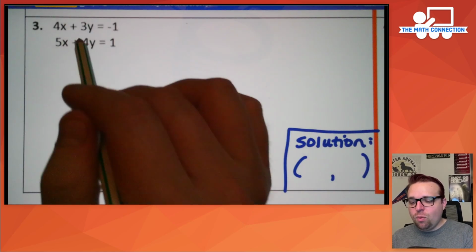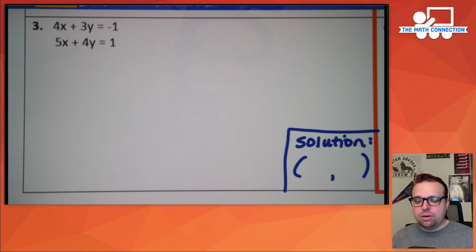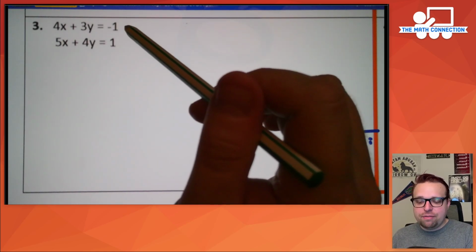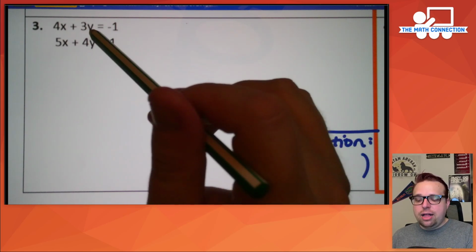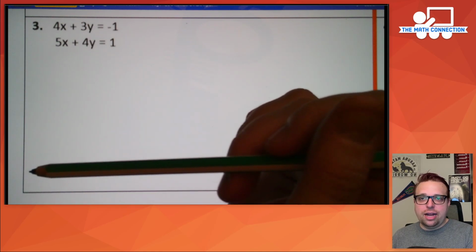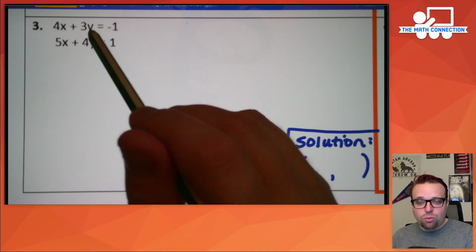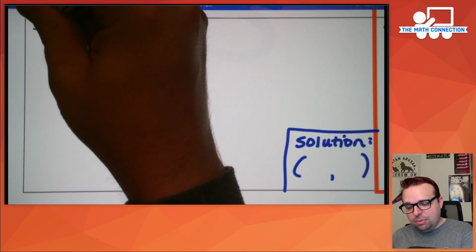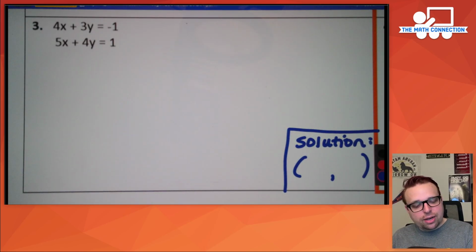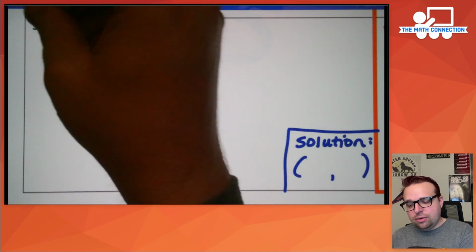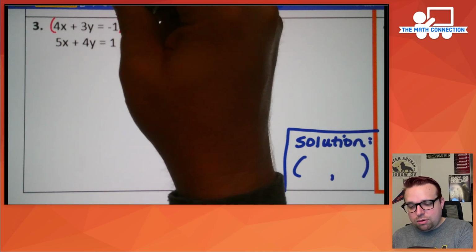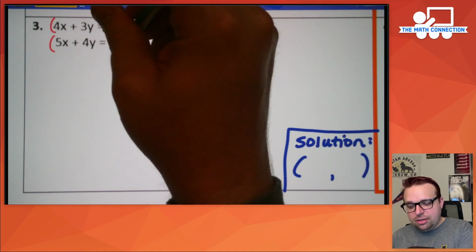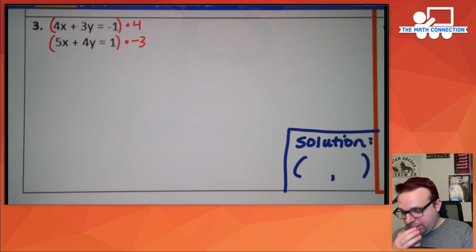I think the y's will probably be easiest to cancel out, because if I multiply the top by 4 and the bottom by negative 3, then I'll have a plus 12 and a minus 12, and everything else will change too, but I know the y's will cancel. So let's do the changing. We'll use red while we're doing the change-it-up part. So we're going to multiply this equation by 4, and we're going to multiply this equation by negative 3.